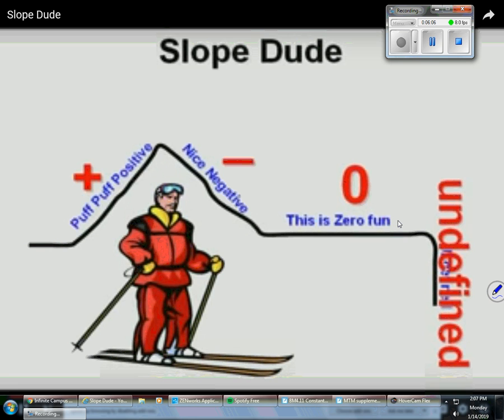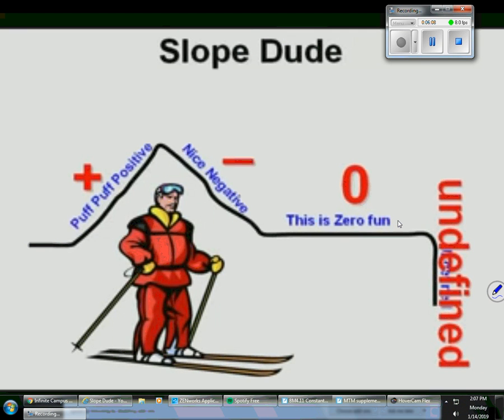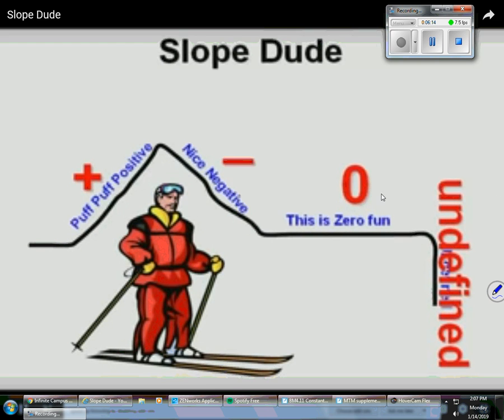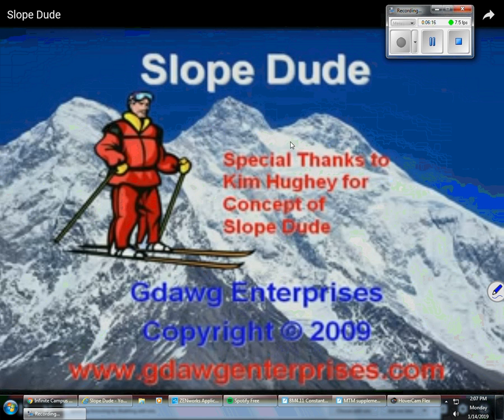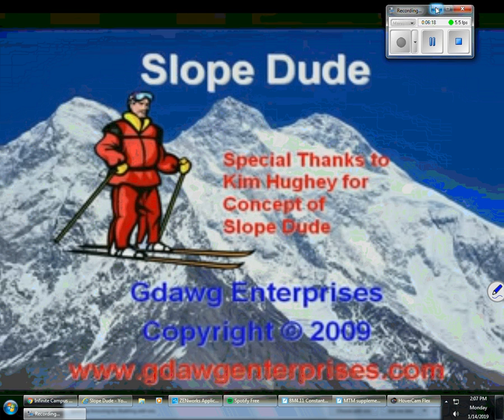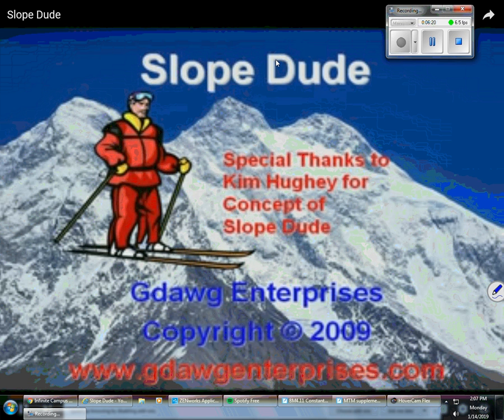And the vertical part, I like to say that if you ski off a mountain, your body at the bottom of the mountain is going to be undefined. Well, hopefully nobody's ever going to ski off of a mountain. So that was the Adventures of Slope Dude. I know, kind of goofy, but maybe a way that will help us to remember the different slopes.